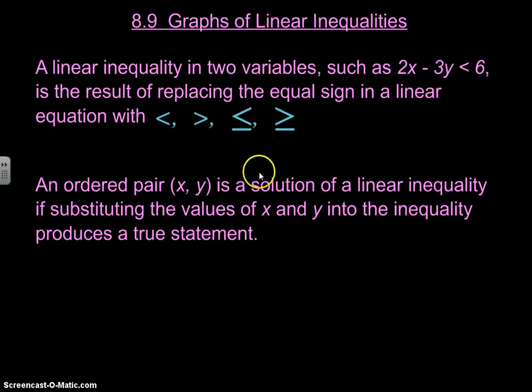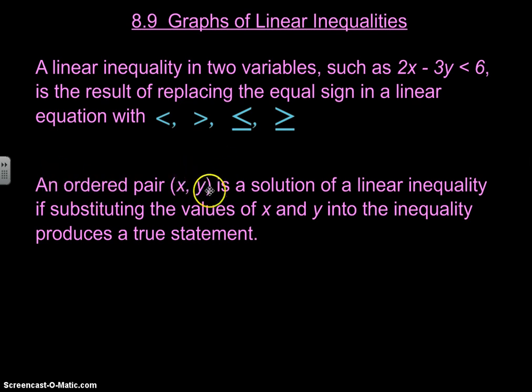Today we're looking at 8.9, which is graphs of linear inequalities. A linear inequality in two variables, such as 2x minus 3y is less than 6, is the result of replacing the equal sign in a linear equation with less than, greater than, less than or equal to, or greater than or equal to. So basically what we're doing today is combining your understanding of inequalities, which we looked at in Chapter 3, and your understanding of graphing, which we've been doing in Chapter 8. We're just going to combine the two, and we'll see what that looks like in a minute.